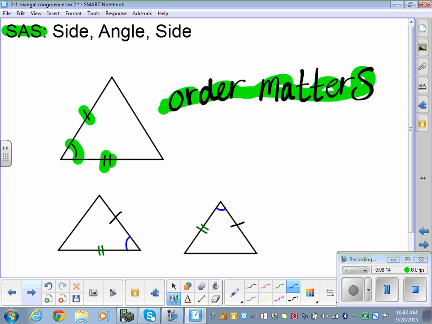So let's look at these 2 and determine if they are congruent. So right here we have a green side, blue angle, black side. Does everybody see it? Let's look at our other triangle. Do we have in that same order a green side, then a blue angle, then a black? Yes, same order, even though it's flipped, we still have the same information here. So we know that by side, angle, side, that these 2 are congruent.